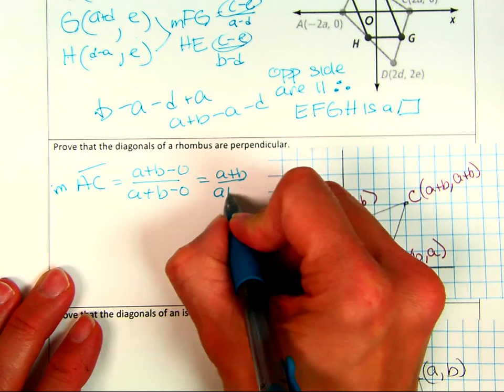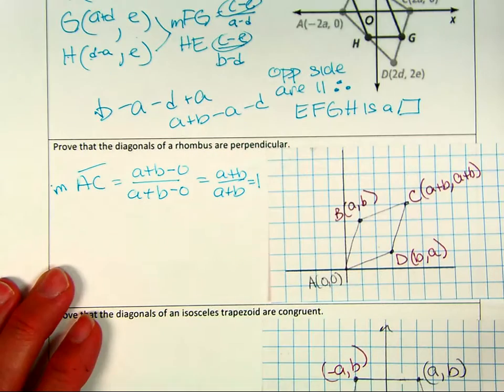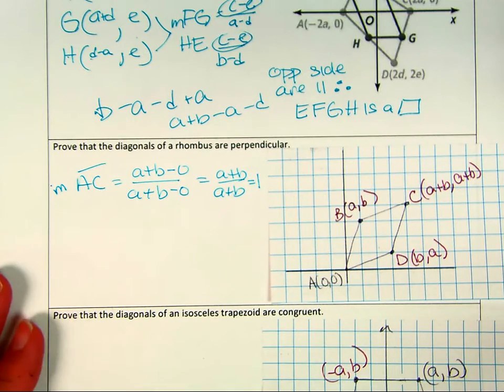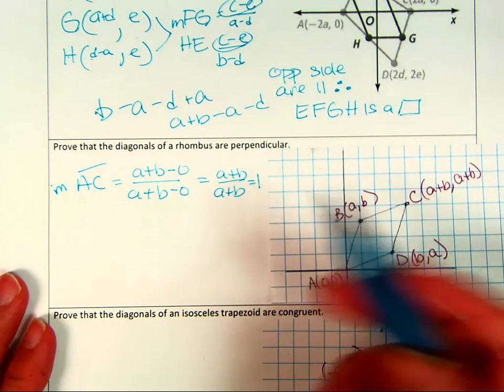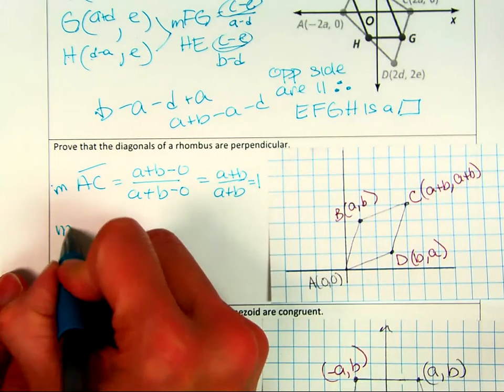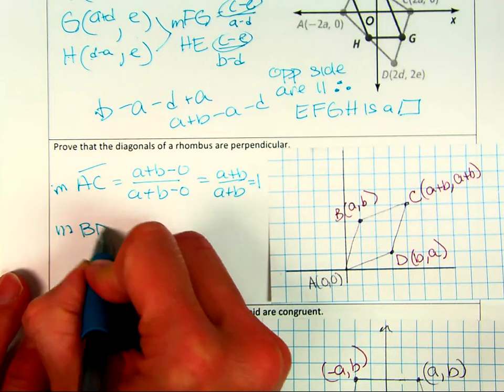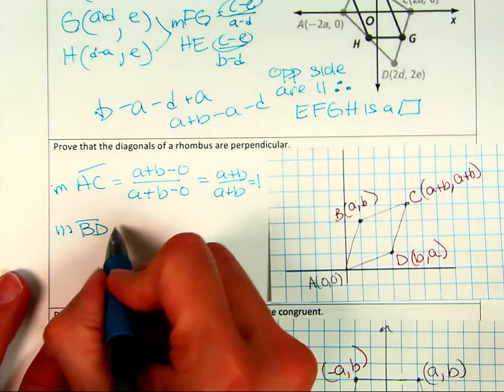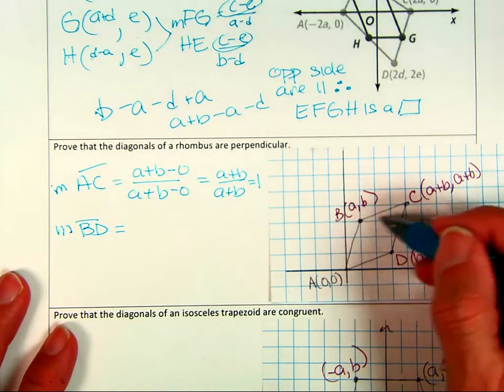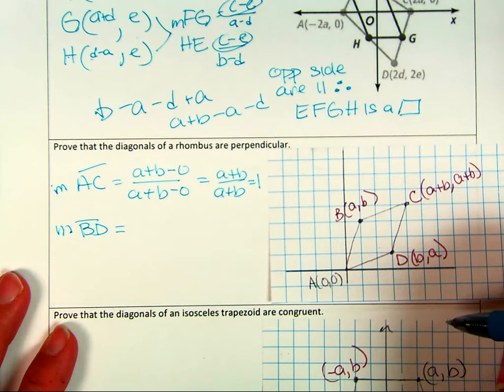And can anyone tell me what that is? It is 1. We can simplify it. If you use different letters, you might not get 1. You might get something else. Okay, so let's find the slope of the other diagonal, which is BD. But you should still get negative reciprocals at the end, as long as you make sure that the letters are coordinating. If you just randomly pick any letters, it doesn't work. So you have to really be careful how you place the letters.